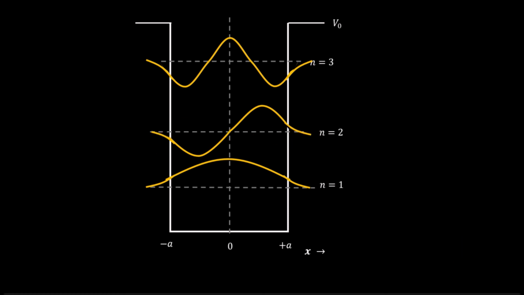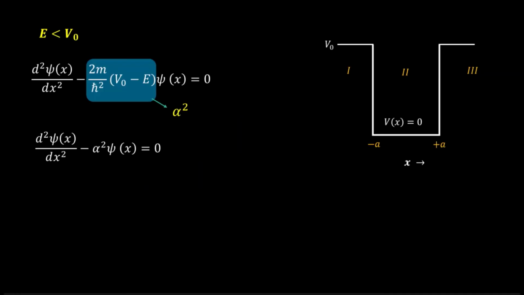In regions 1 and 3, the wave functions exponentially approach 0 from the boundary as given by equations 1 and 2. Now, if the energy of the particle is greater than the barrier height, then alpha in this expression becomes imaginary, and hence this equation will lead to an oscillatory solution in regions 1 and 3. That means the probability density is distributed over all space and the particle is not at all bound.